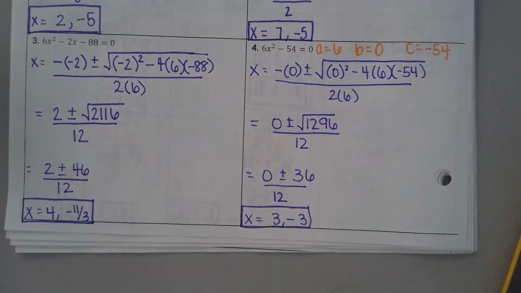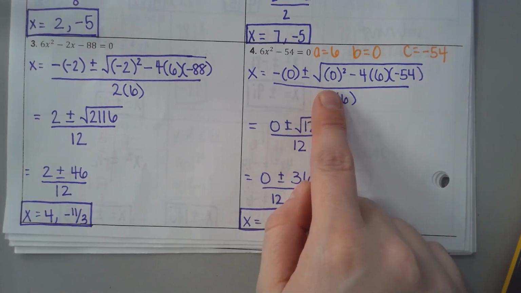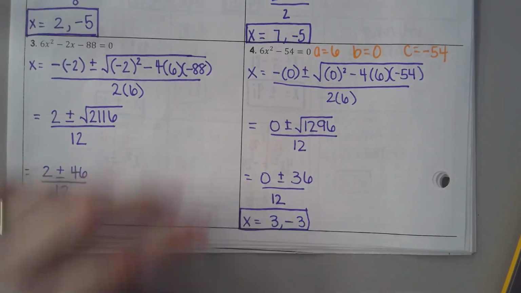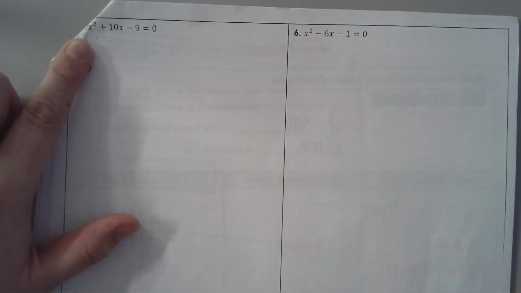Here's number 4. Just be careful. Whenever you have a 0, still make sure you put that in. A lot of people just try to drop it, and that can possibly cause some mistakes somewhere. So make sure you still put the 0 in. Let's go to number 5. And I believe that is 3x squared plus 10x minus 9.